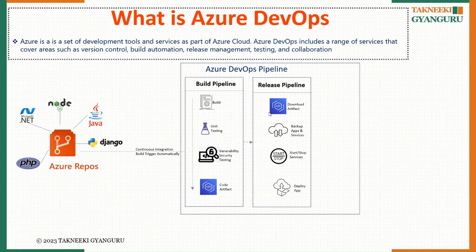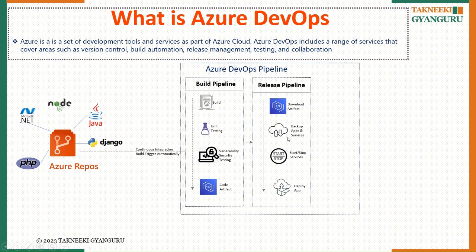And then we can deploy our application directly to the dev environment. And this process goes from up to down, right? So here also the build pipeline goes up to down: build the application, unit testing, vulnerability testing, and code artifact. This will be the CI pipeline. And in the CD pipeline or release pipeline, we download from the artifactory, then we'll take some backups, and then we'll start and stop services and deploy.